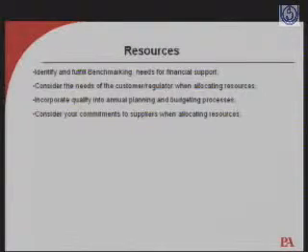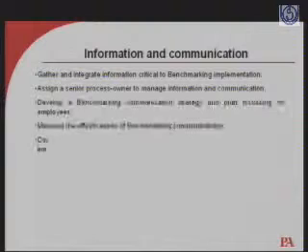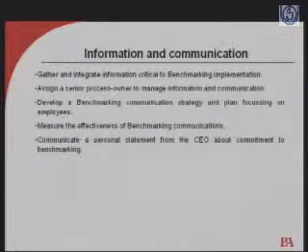At the same point of time, you need to have resources. Identify and fulfill benchmarking needs for financial support. Consider the needs of the customers, regulators when allocating resources. Incorporate quality into the annual planning process. Consider your commitment to suppliers when allocating resources. So benchmarking is a very, very important tool which can always take an organization to a different platform.